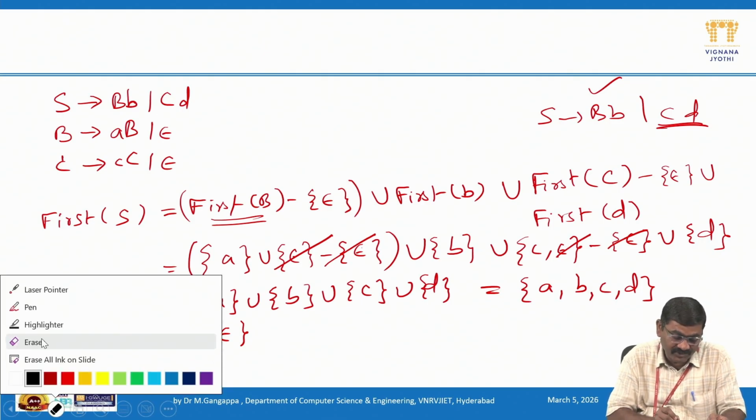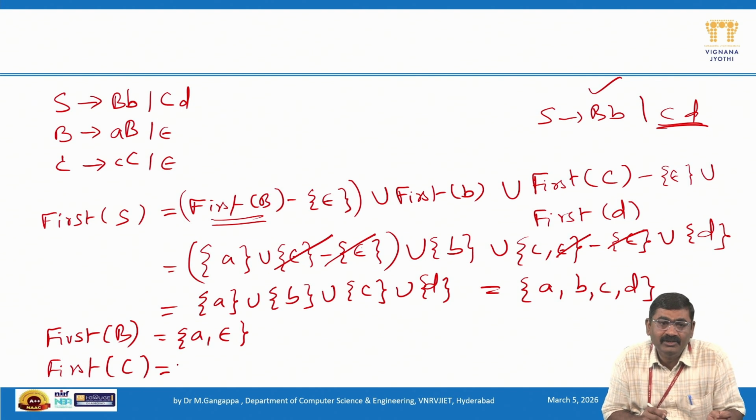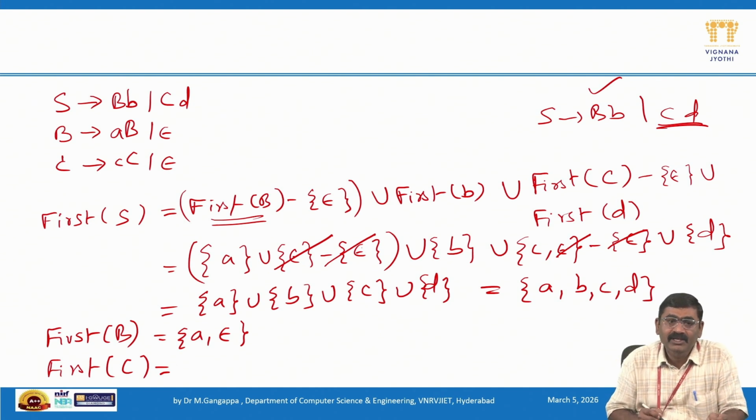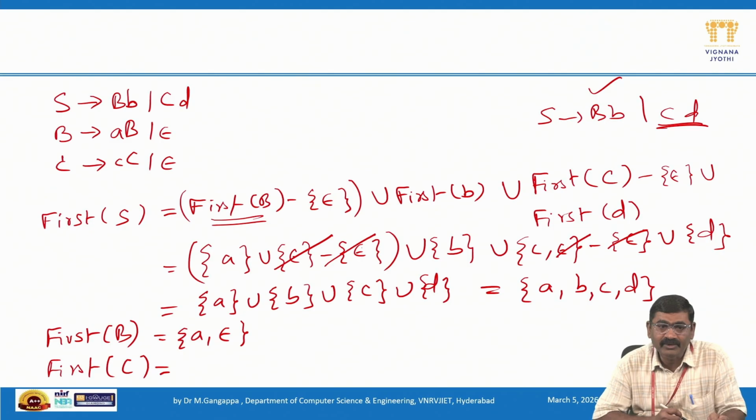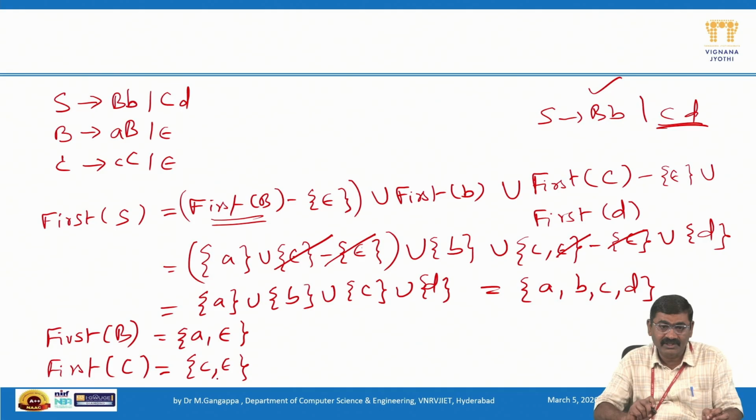Now let us see how to compute the first for the next symbol, first of capital C. To compute first of capital C, we take the C production, that is, C goes to small c or epsilon. In the first alternative of this production the first terminal is small c, and in the second alternative there is an epsilon. The first of epsilon is epsilon. So this is how we can compute first. These are the two important examples I have explained for how to compute the first function.